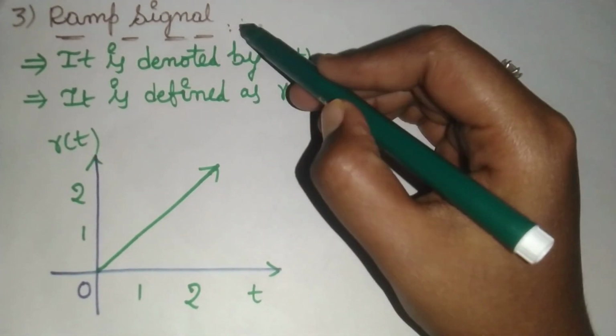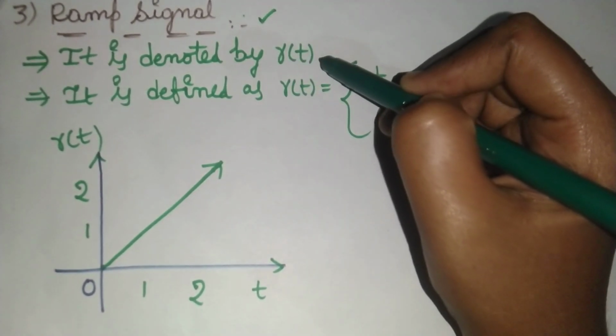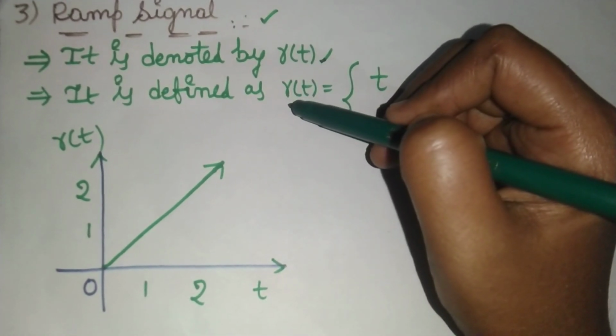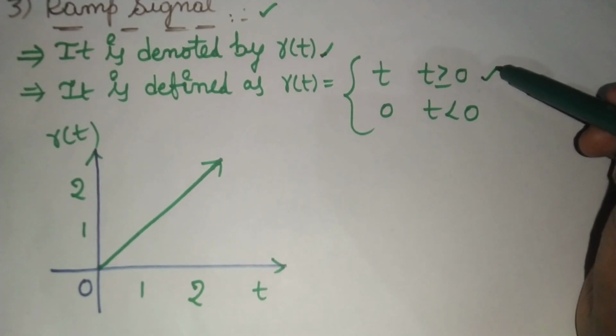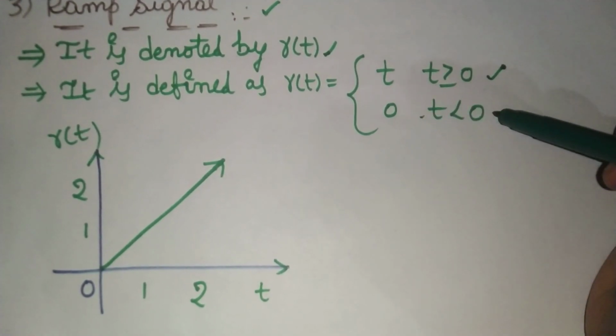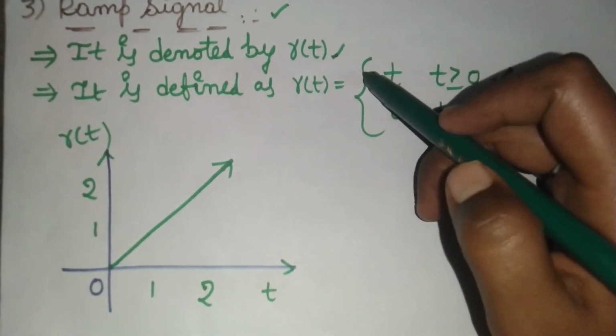And now the third one is the ramp signal. Here the ramp signal is denoted by R of t, and it is defined as R of t equal to t for t greater than or equal to 0, otherwise 0 for t less than 0. This is the definition of the ramp signal.